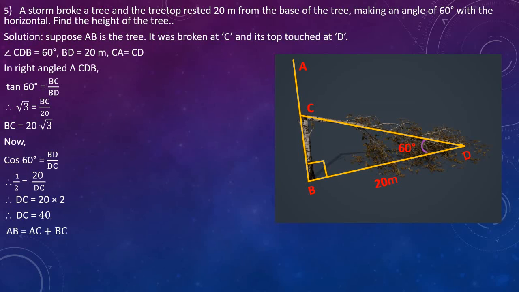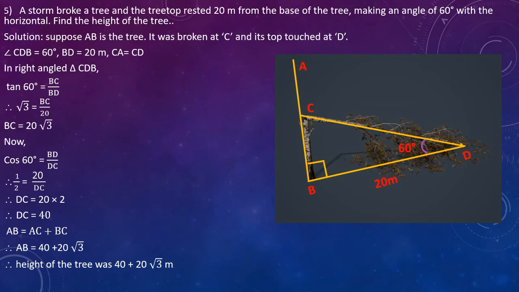So DC is nothing but AC. So substituting AC and BC over here, we will get the value of AB. So therefore AB is equal to AC plus BC, which is equal to 40 plus 20 root 3. Therefore the height of the tree was 40 plus 20 root 3 meters.